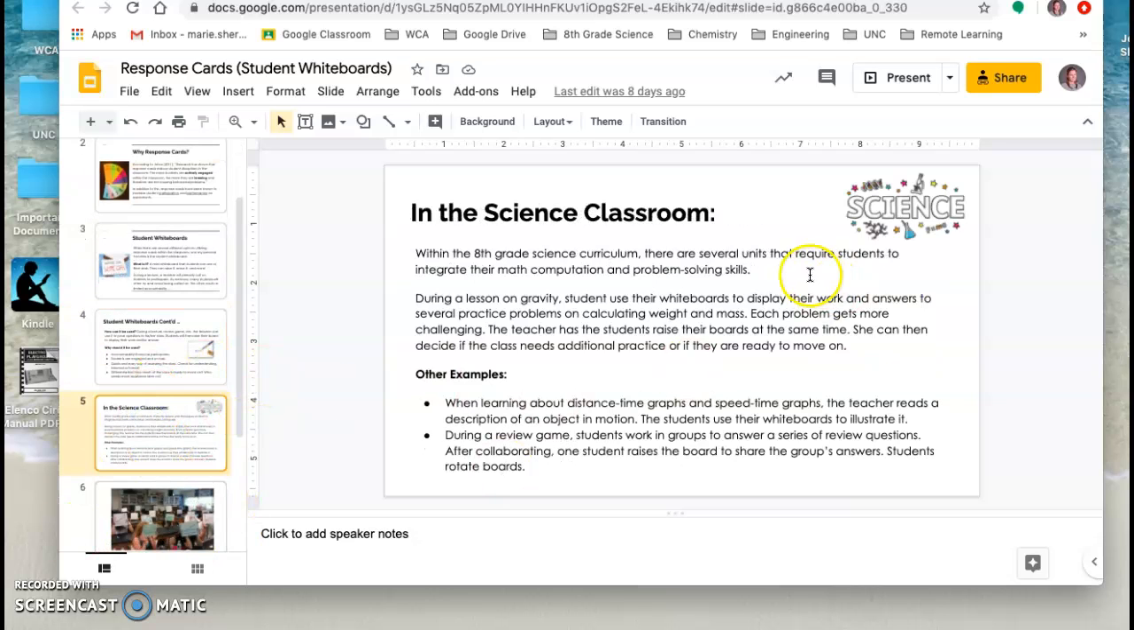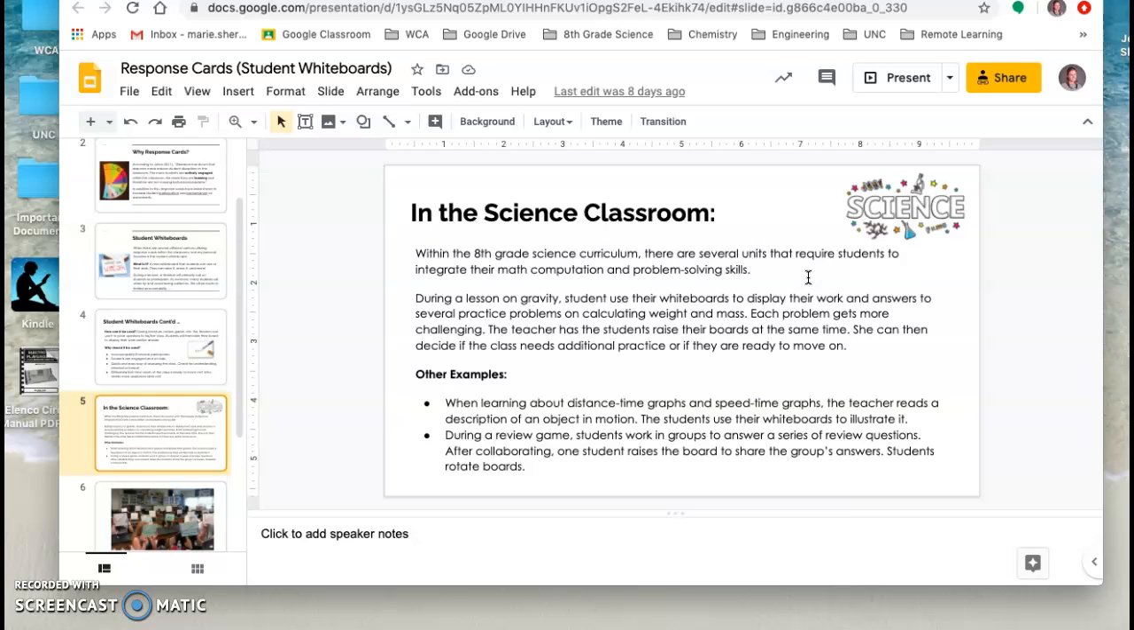So in the science classroom, again, this is the content that I teach. I teach 8th grade general science. Just a couple of ways in which I've used it is during a lecture. There were a set of problems that the students had to solve and they got increasingly more difficult. I put the question up, the students wrote their work, and then I would say, okay, on the count of 3, show me your board. They hold their board up. Again, it's a good way for me to get quick feedback and for every student to be participating.